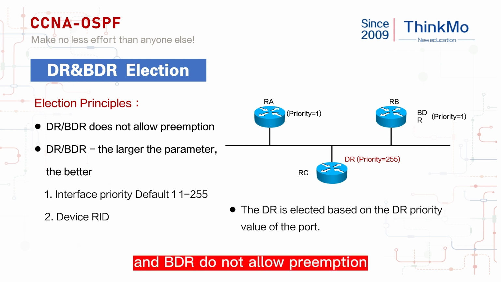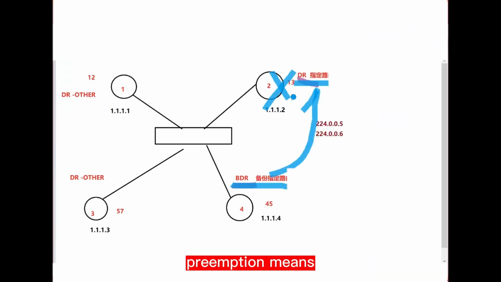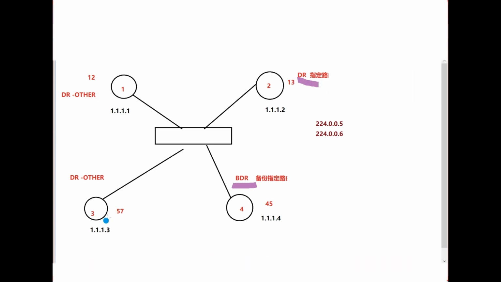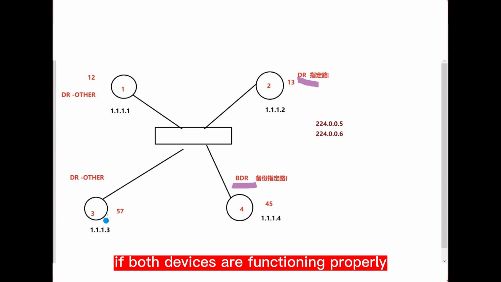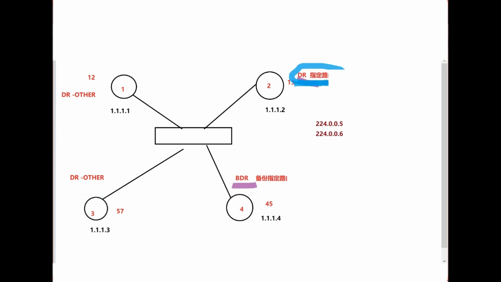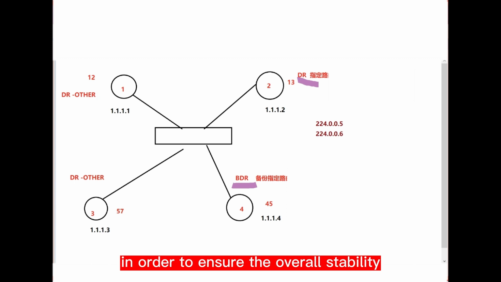DR and BDR do not allow preemption. Preemption means that DR and BDR already exist in the environment. If both devices are functioning properly, and a new device joins whose parameters are better than these two, it can become DR, but it won't. Because a DR must be important, a core node in our network. It cannot be easily changed. In order to ensure overall stability, it is not allowed to change easily.